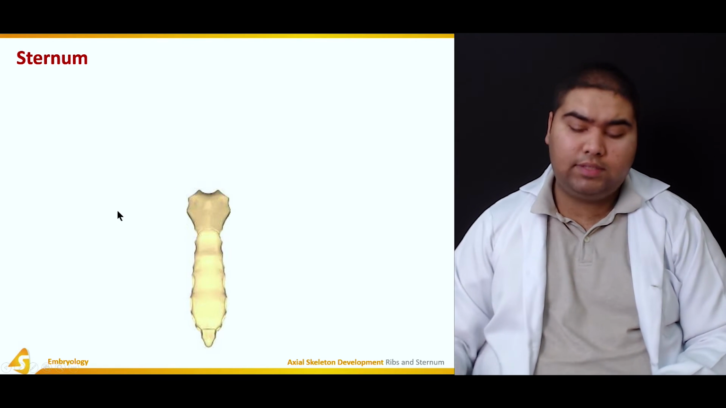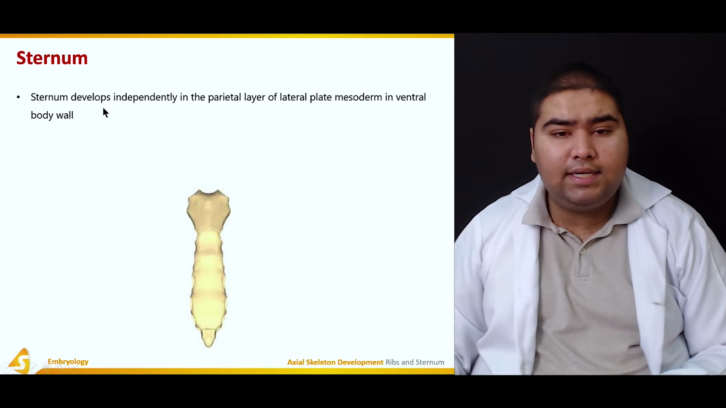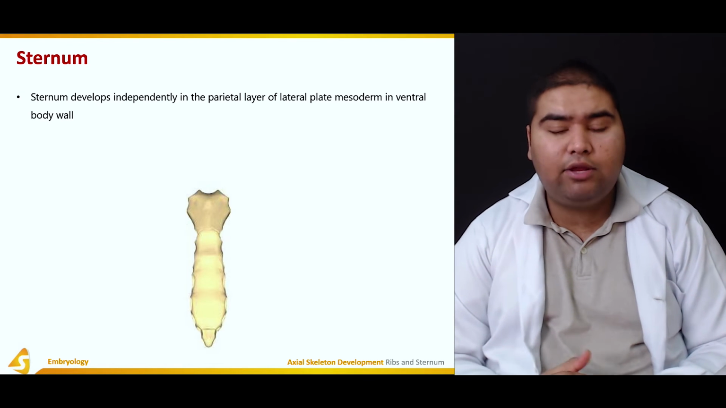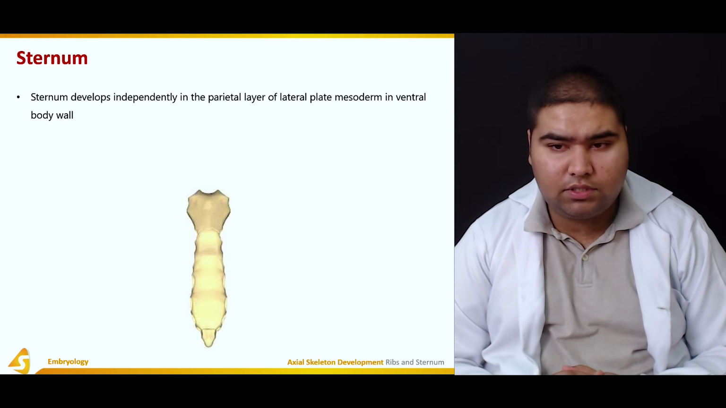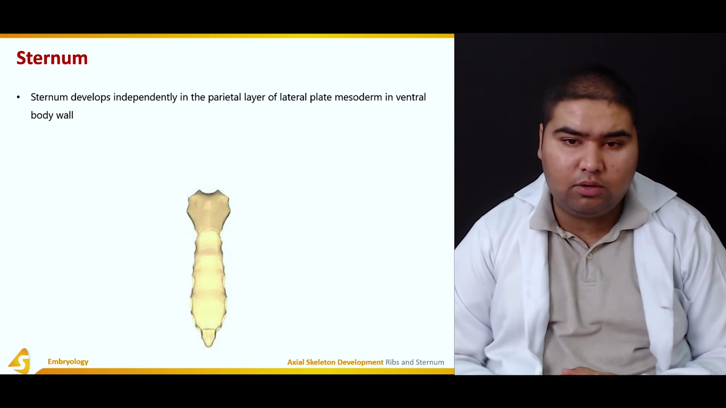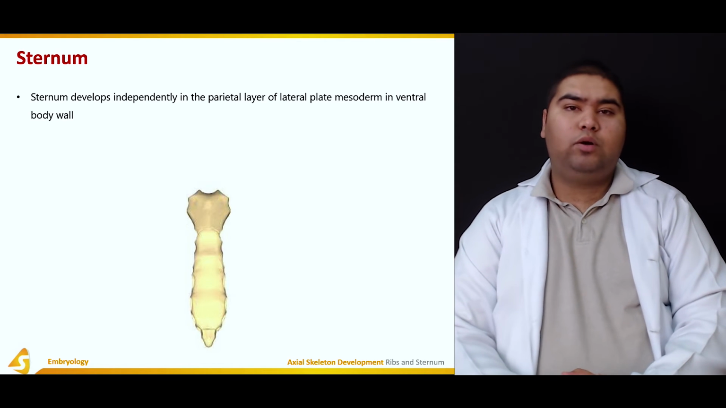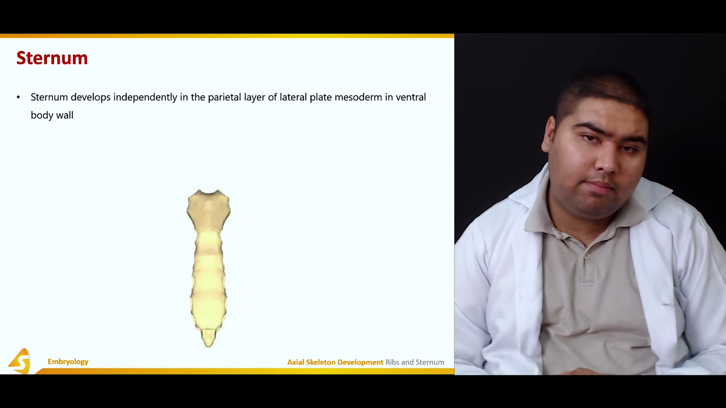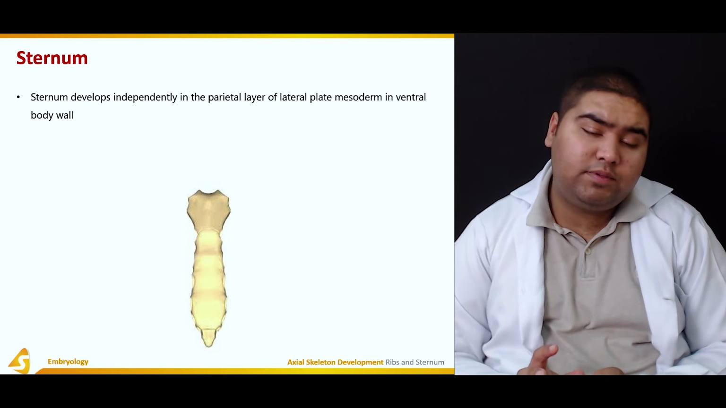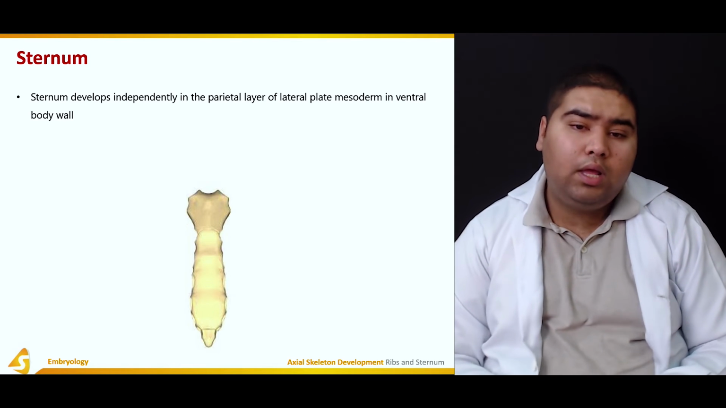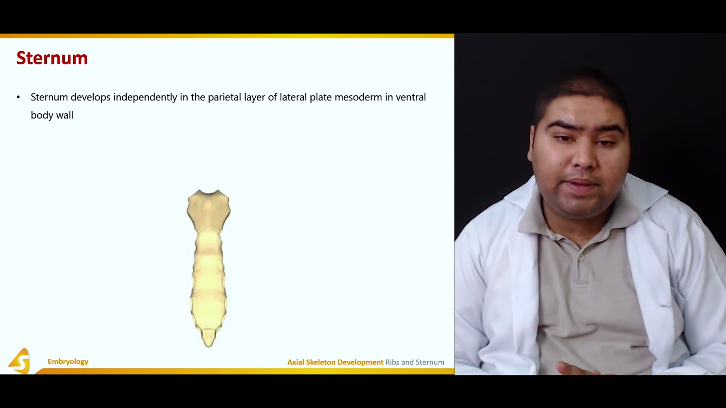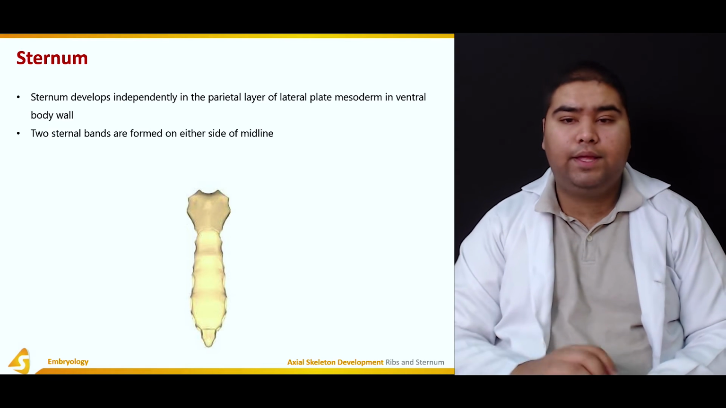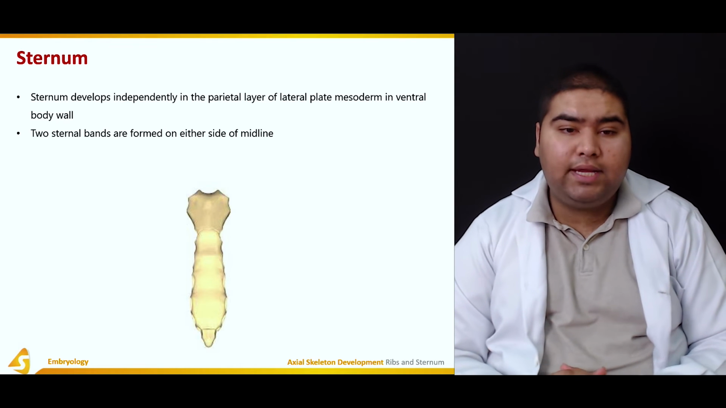Now, let's talk about sternum. Sternum develops independently in the parietal layer of lateral plate mesoderm in the ventral body wall. So, ventral body wall, you must remember the dorsal and ventral orientation of the embryo. The sternum develops within the ventral body wall. It is developing independently and it develops within the parietal layer of lateral plate mesoderm.